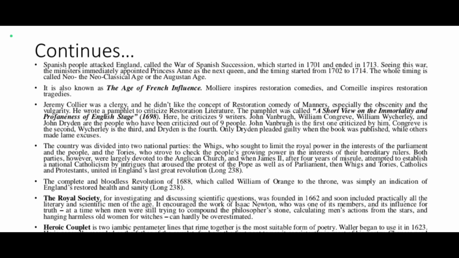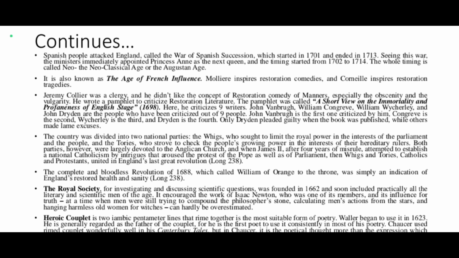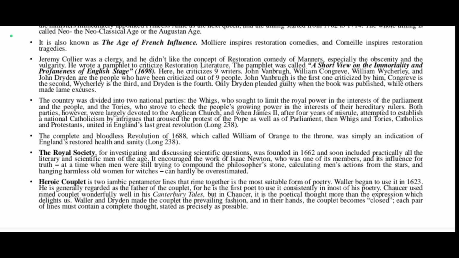The country was divided into 2 national parties at the time, the Whigs, who sought to limit the royal power in the interest of the parliament and the people, and the Tories, who strove to check the people's growing power in the interest of their hereditary rulers. Both parties, however, were largely devoted to the Anglican Church, and when James II, after 4 years of misrule, attempted to establish a national Catholicism by intrigues that aroused the protest of the Pope as well as of Parliament, then Whigs and Tories, Catholics and Protestants, united in England's last great revolution. The complete and bloodless revolution of 1688, which called William of Orange to the throne, was simply an indication of England's restored health and sanity.